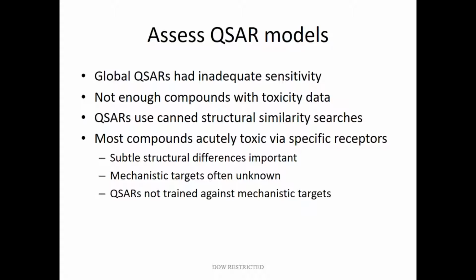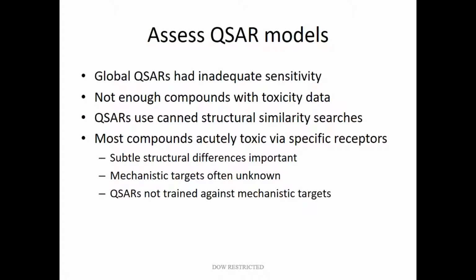The other reason is that these QSARs use canned structural similarity searches. There's a number of them out there, and they're doing their best when you feed in a structure to try to find analogs that look closely enough, and then it uses those analogs to predict toxicity.